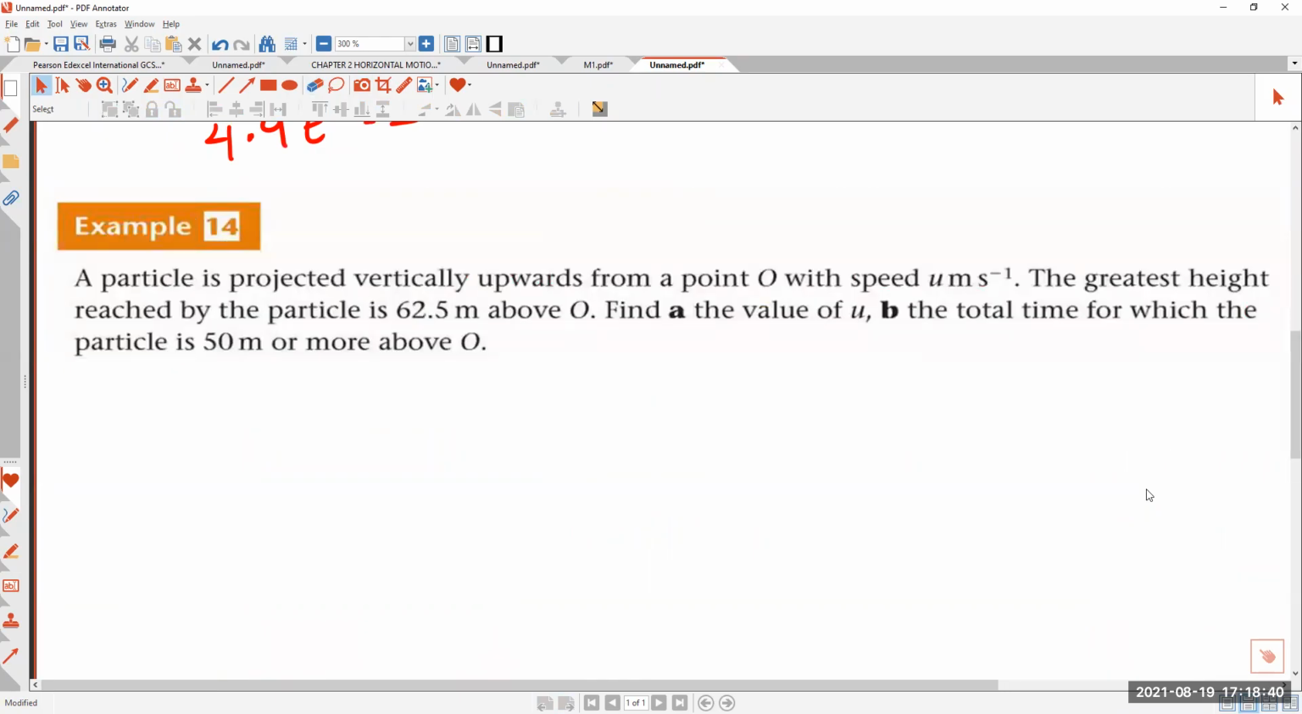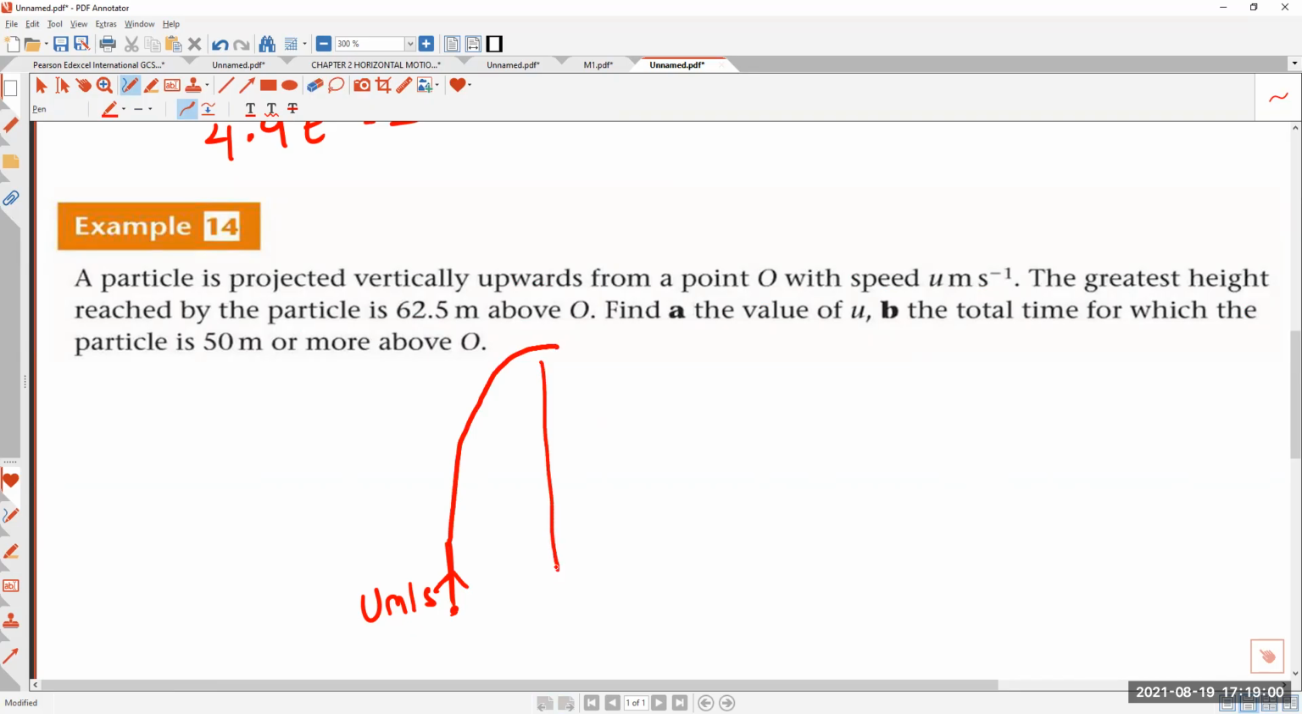A particle is projected vertically upwards from point O with a speed of u meter per second. Okay, it is projected from point O, u meter per second. We don't know how much it is. The greatest height reached by the particle is 62.5. So the greatest height is 62.5. How much is your S? 62.5. Then it is coming down. Find the value of u.